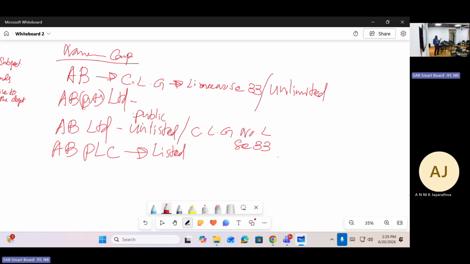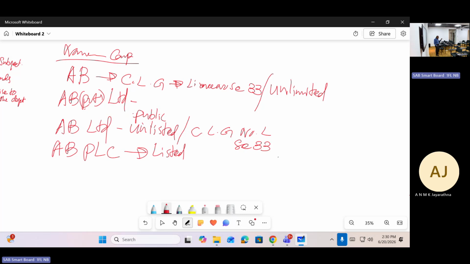Only thing is they have to mention the word limited in this way. Now section 33, they are giving a license. What is that section 33 saying? It's saying, if these conditions are fulfilled, then the registrar can grant a license to this company. What is the license?